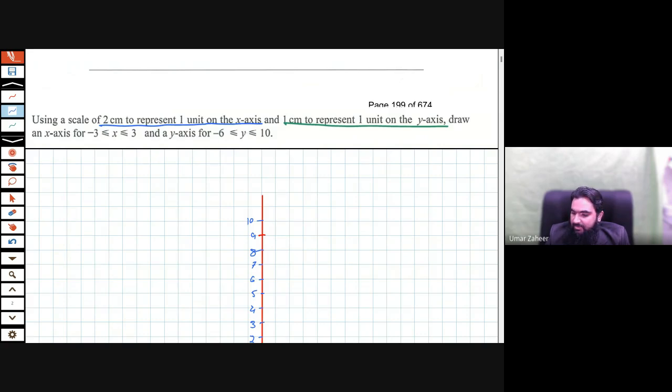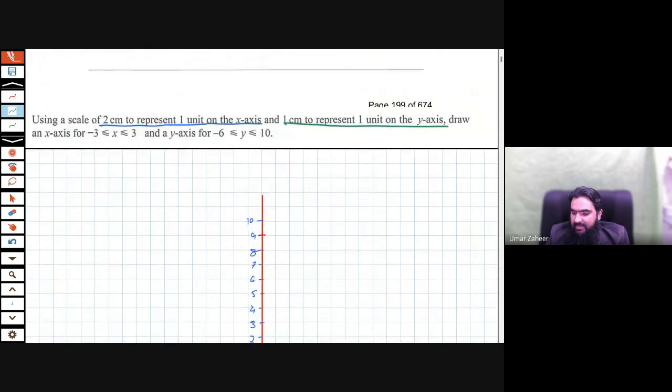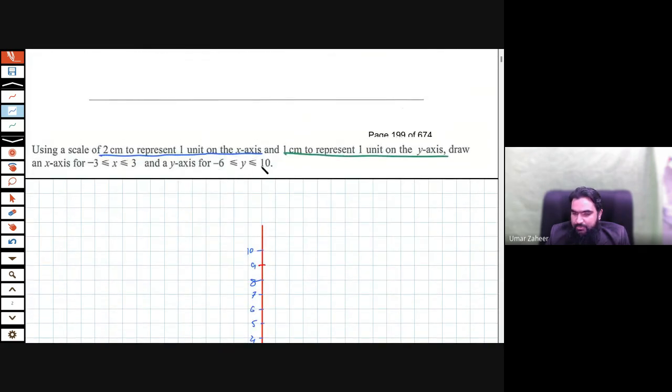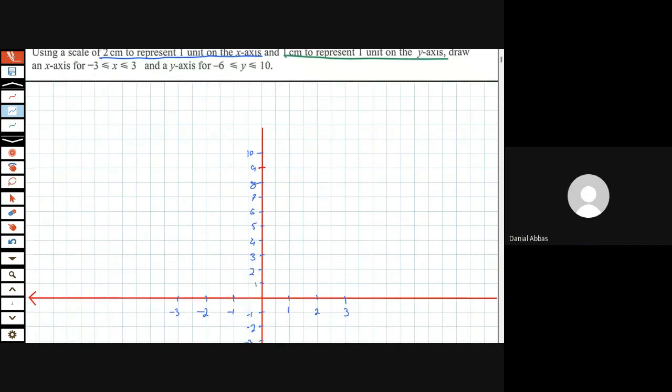So we have to make a grid. Using a scale of 2 centimeters to represent 1 unit on the x-axis and 1 centimeter to represent 1 unit on the y-axis, draw the x-axis from minus 3 to 3, and draw the y-axis from minus 6 to 10. Yes, everyone, any question up to here? No, sir.